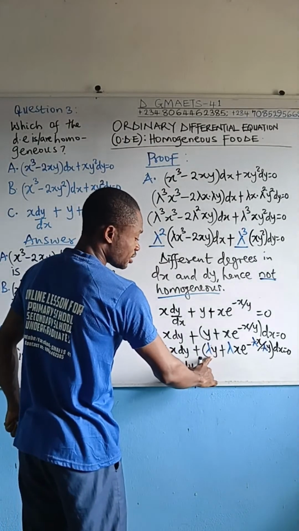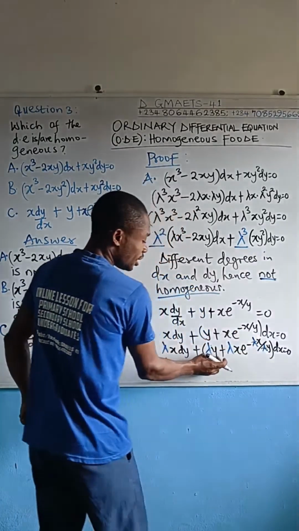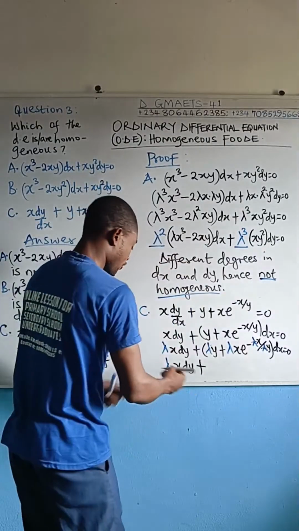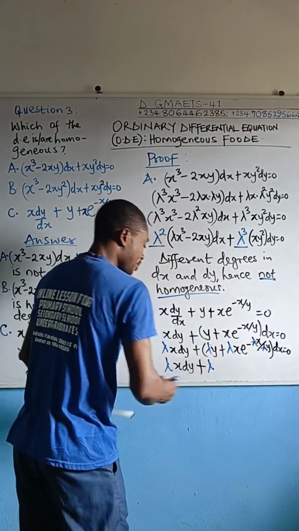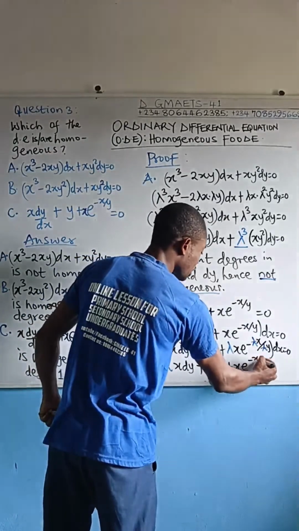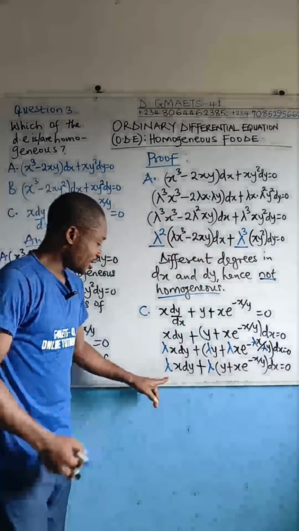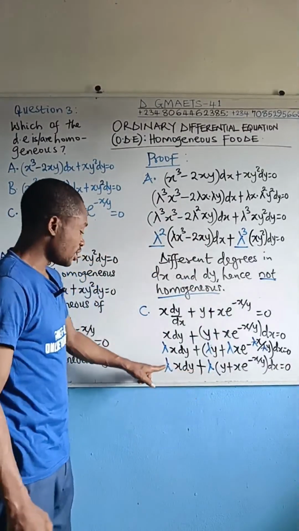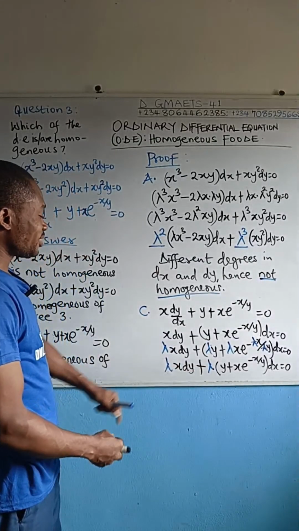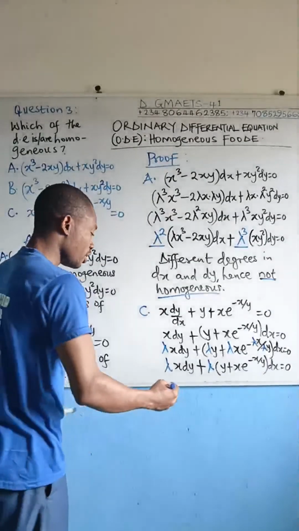Plus this part, this is lambda y plus lambda x exponential minus x over y. Lambda in this y part, lambda in this part of x exponential. So lambda is common because of this plus, you factorize it out. So this is going to be the lambda, then open bracket, you have y plus x exponential minus x over y, which is the original function dx equal to 0. So you see that the degrees here are the same. This is degree 1, this is degree 1. Therefore, we conclude that this differential equation C is a homogeneous equation of degree 1.